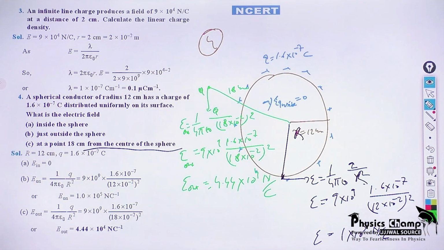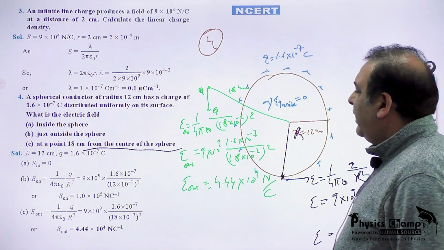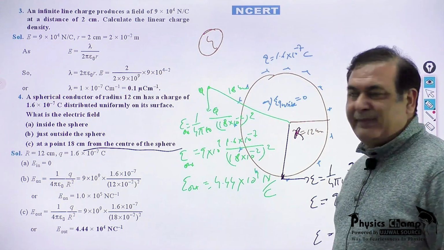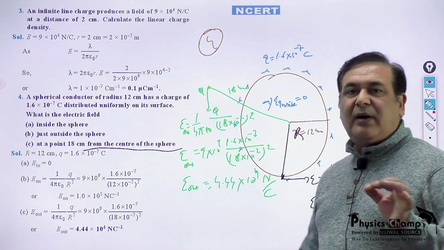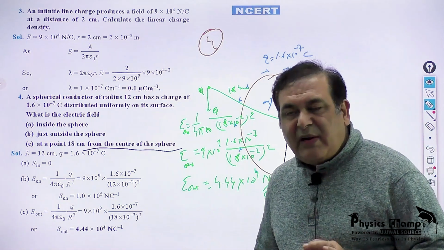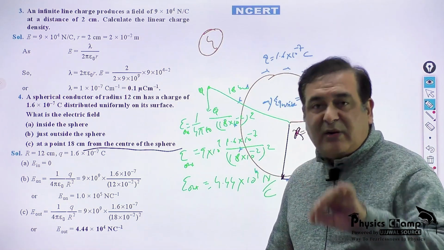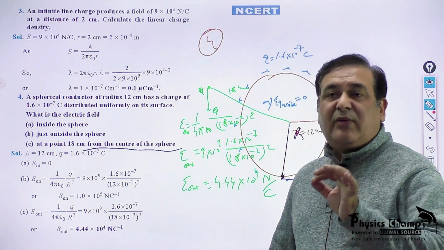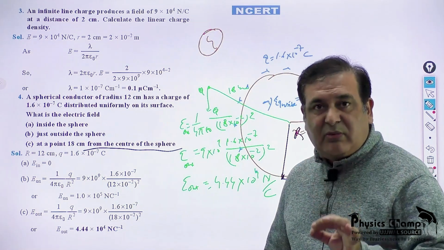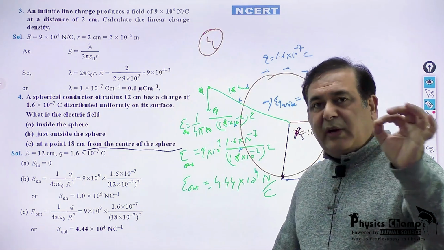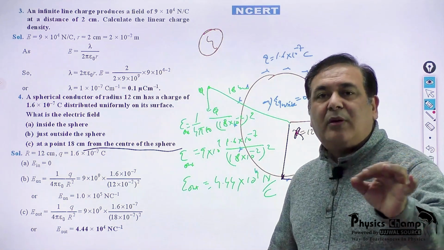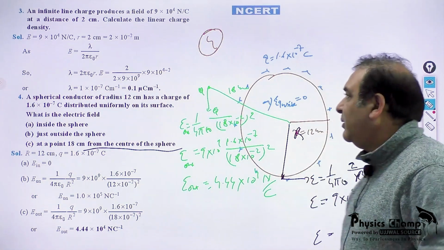So you have the electric field inside, you have the electric field at the surface, and then the electric field outside. For inside, the electric field within the shell, or within the charged sphere, will be 0. At the surface it will behave as though the whole charge is situated at the center, and for an outside point also it will behave as though the whole charge is situated at the center.